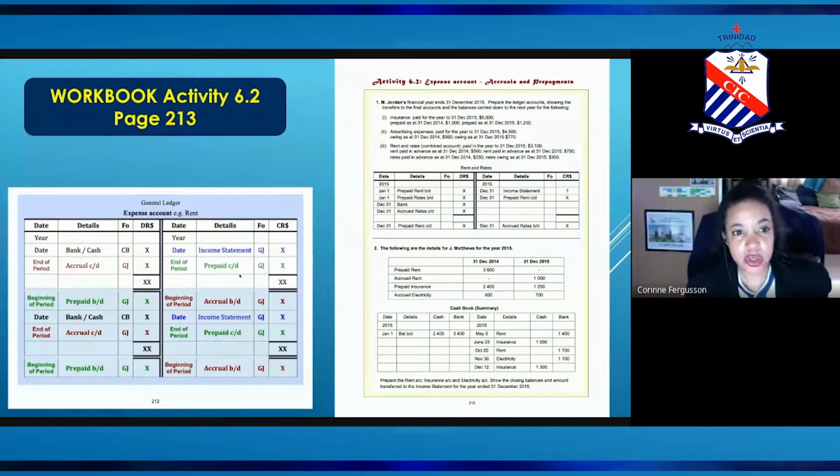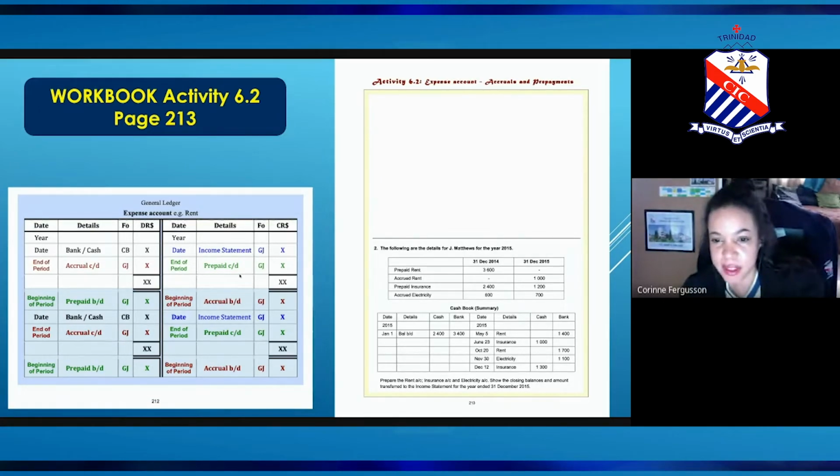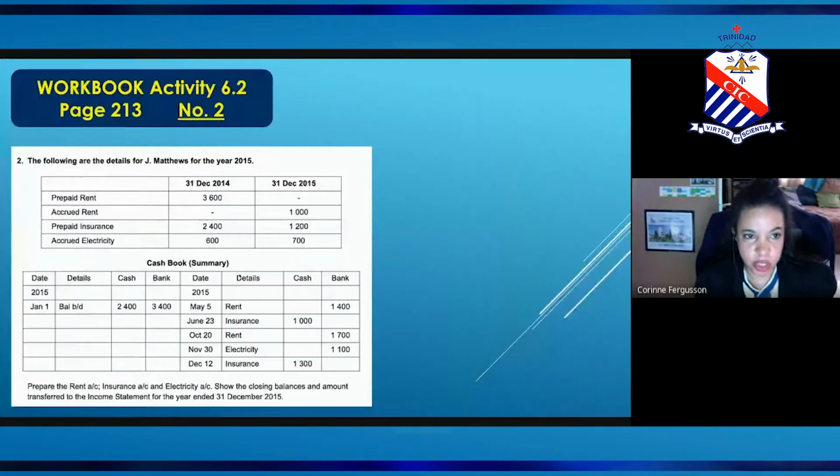The activity, page 213, 6.2. But don't worry, don't get freaked out. I don't want you to do the top one yet, because the format, how they phrase the question, is different than what we did today. So what you're going to do is number 2, J. Matthews. You guys seeing it there? So it's J. Matthews, which is the one below. And what you would see, just like our example, there are the 2 columns. They gave you 31st of December, but you know which one is going to become your opening balances. It will be the ending for the previous year.